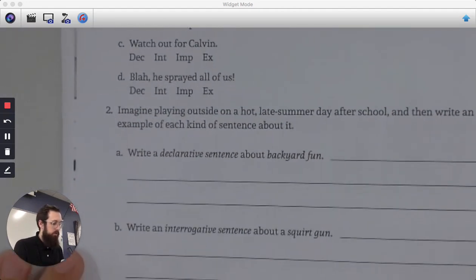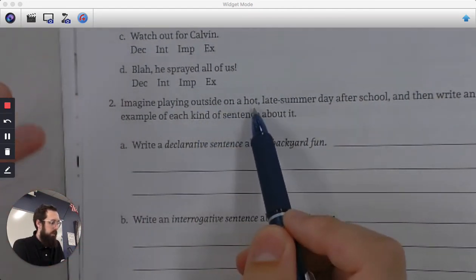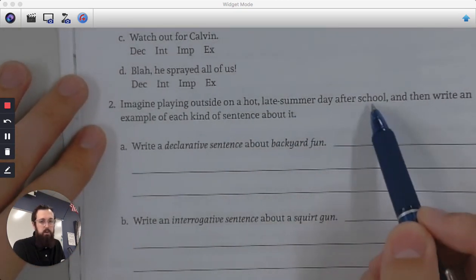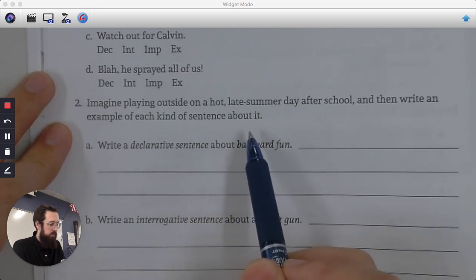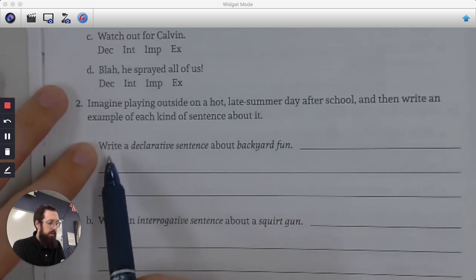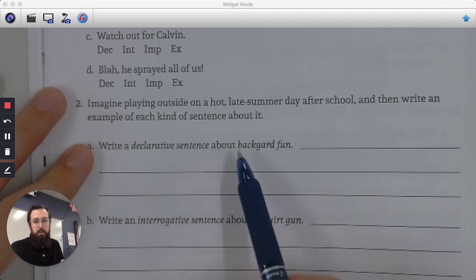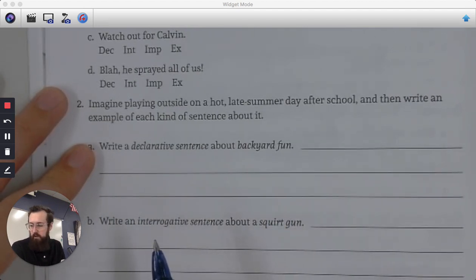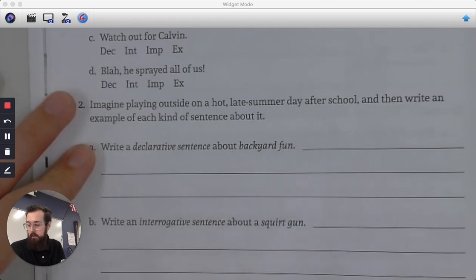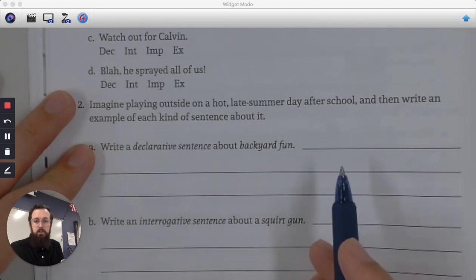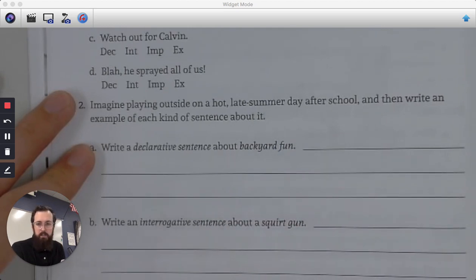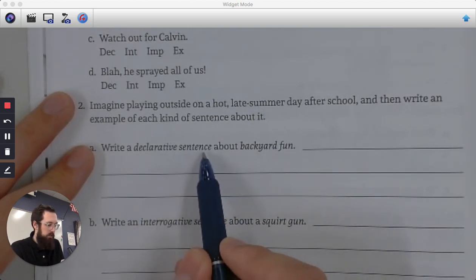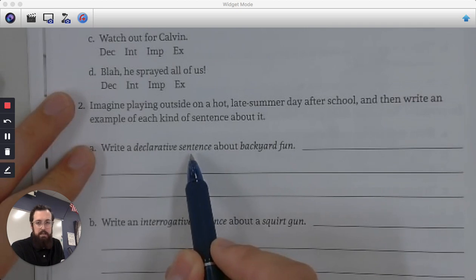For question number 2, imagine playing outside on a hot, late summer day after school. Then write an example of each kind of sentence about it. So you're going to write a declarative sentence about backyard fun. For example, I could write, the water fight was backyard fun. So I'm going to include backyard fun somewhere in my sentence. And it needs to be a declarative sentence. So it should be a statement of fact.